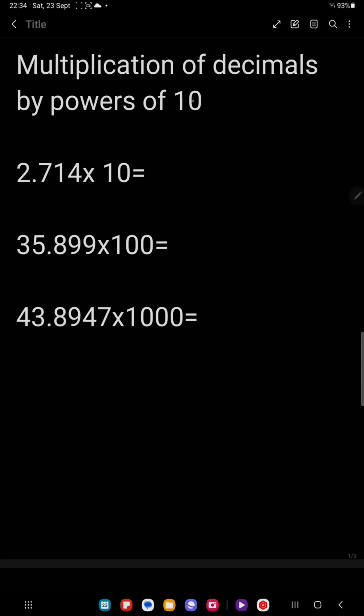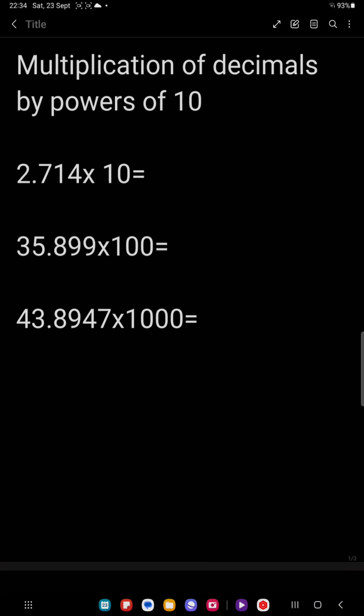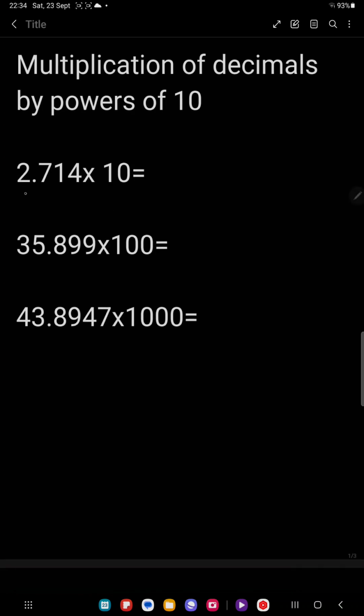So what are powers of 10? First of all, powers of 10 means we are going to multiply by 10, by 100, by 1000, or any number like 1 having zeros with it. So these are the powers of 10. Now we are going to multiply by the powers of 10.